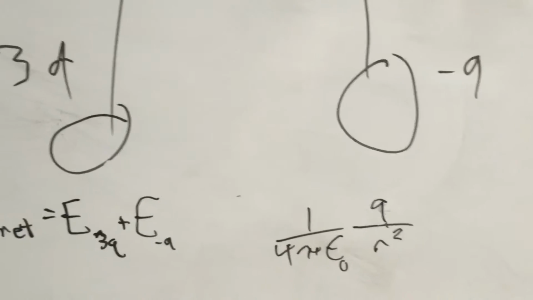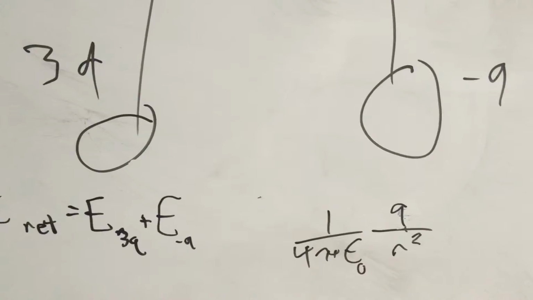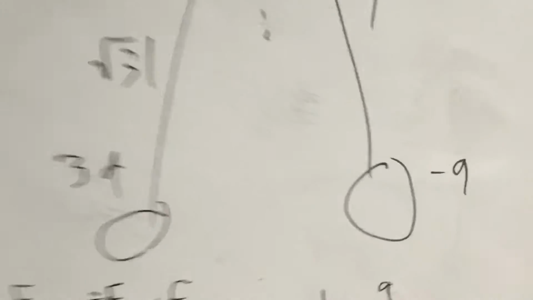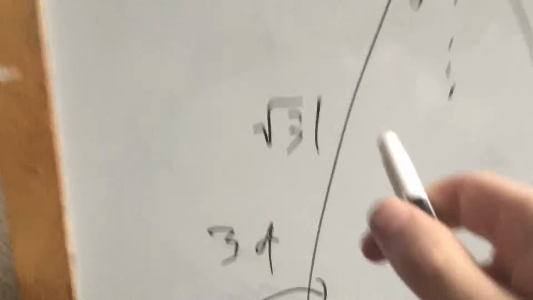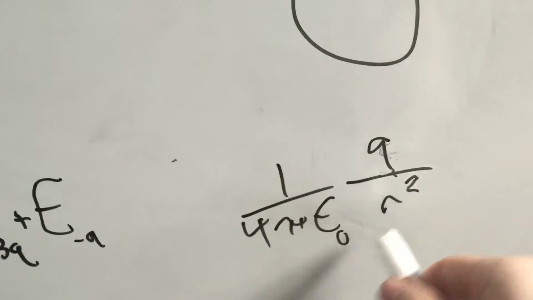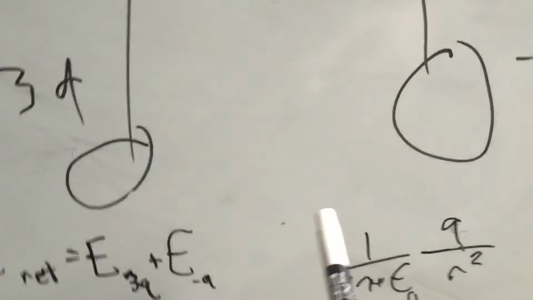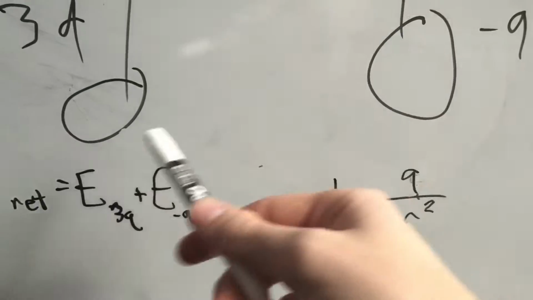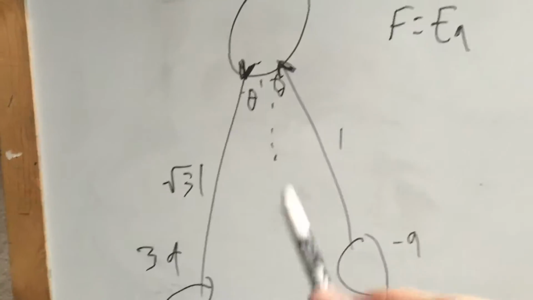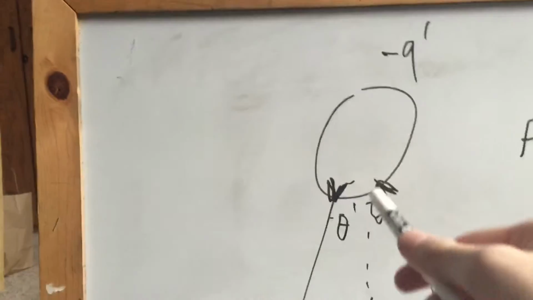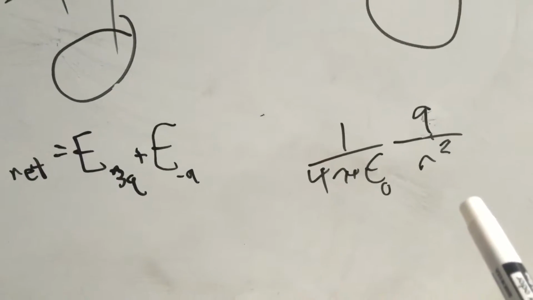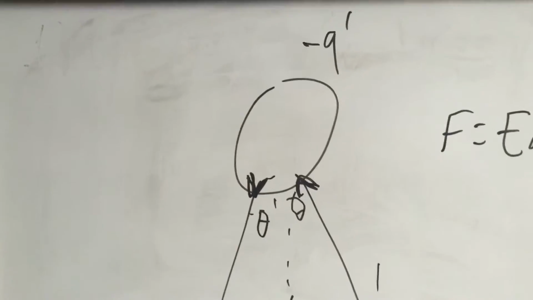So since this is root 3 and this is 3, when you square the root 3 it's going to be 3, and then the 3 will go over. So essentially the magnitude of these two electric fields are the same at that point. So the y component of the two cancel out, and you're left with only the x component of each.